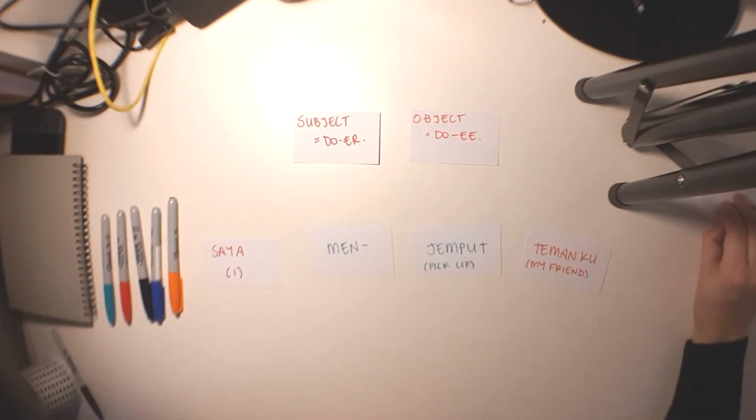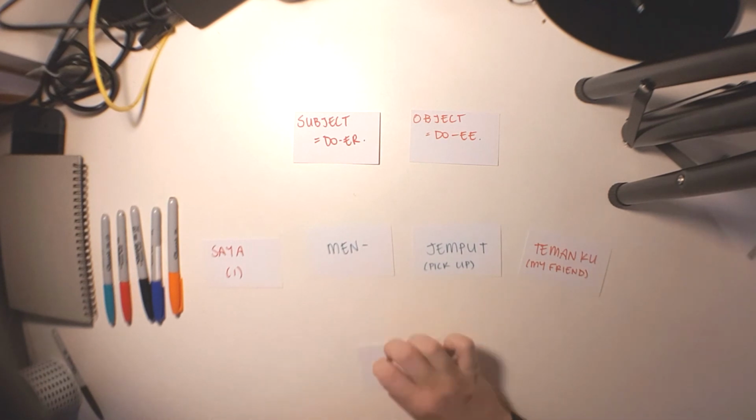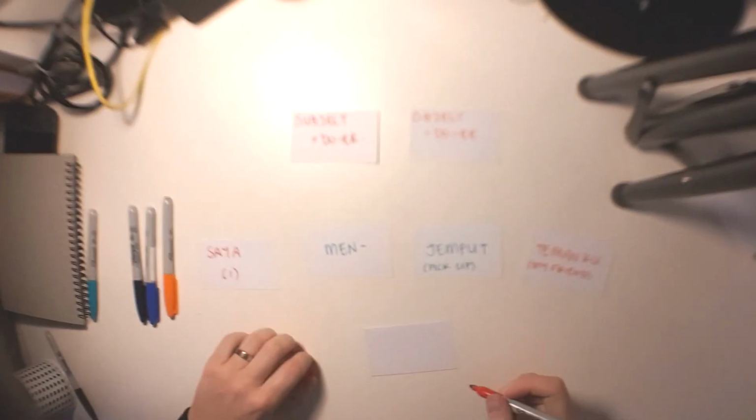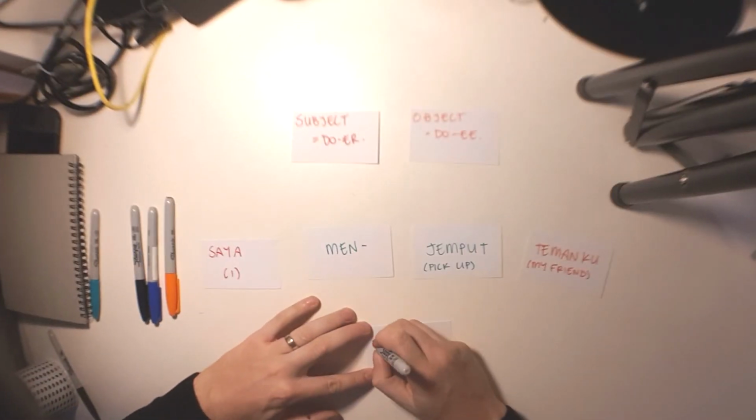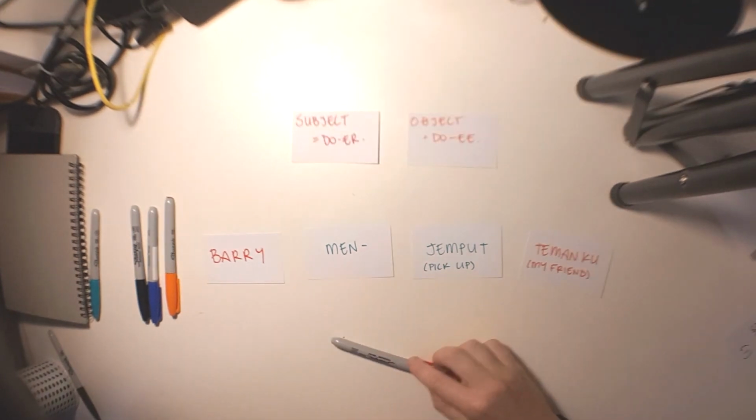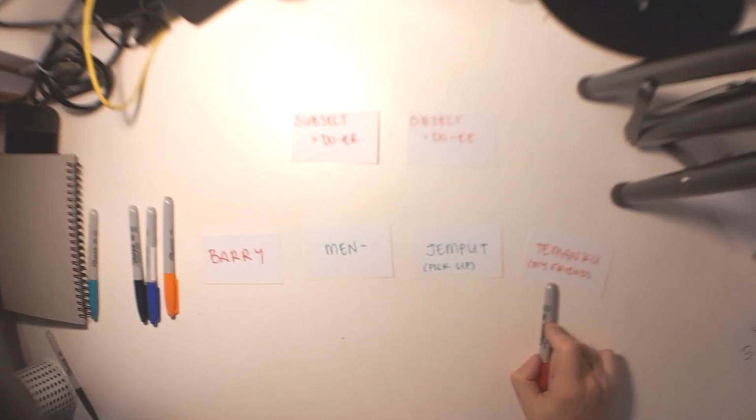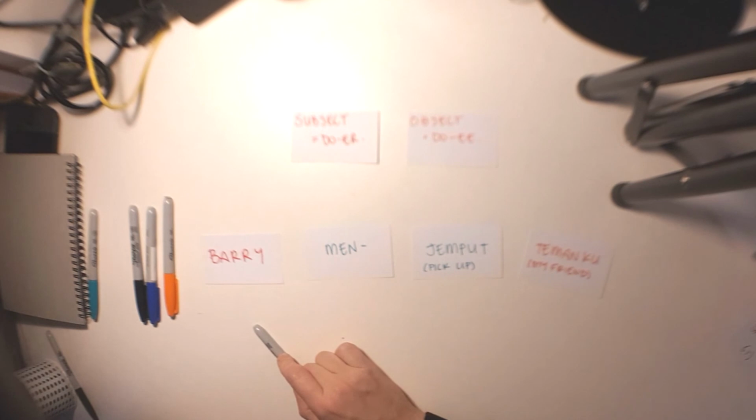Let's take it back to that original form. But this time, let's change the actor. Let's change the subject. Barry. So now this is Barry picked up my friend. This is no longer a first person sentence because the subject is Barry.